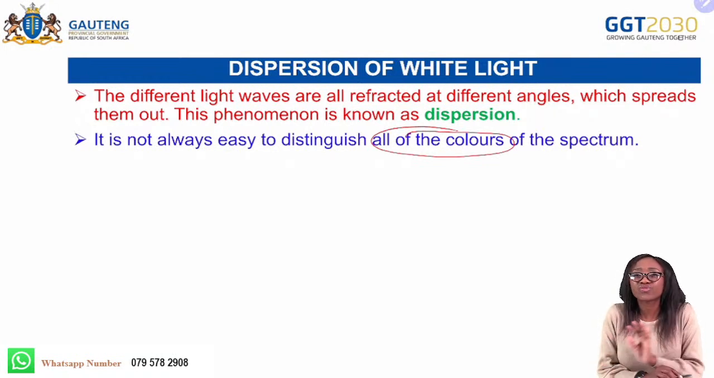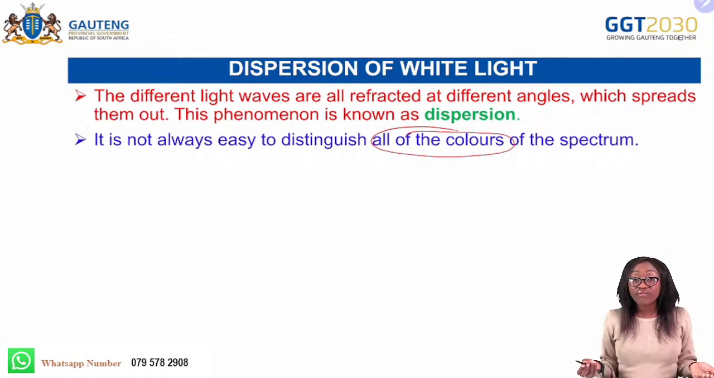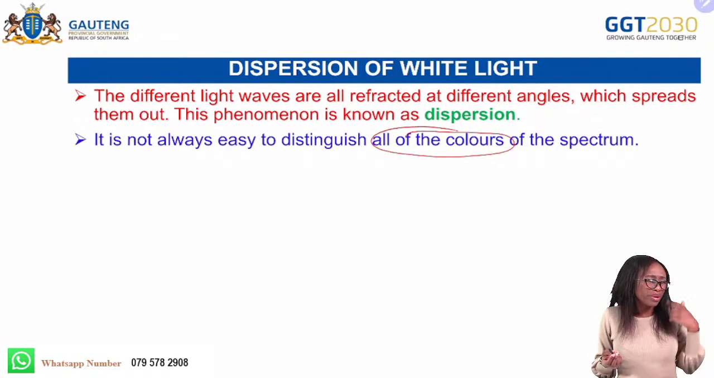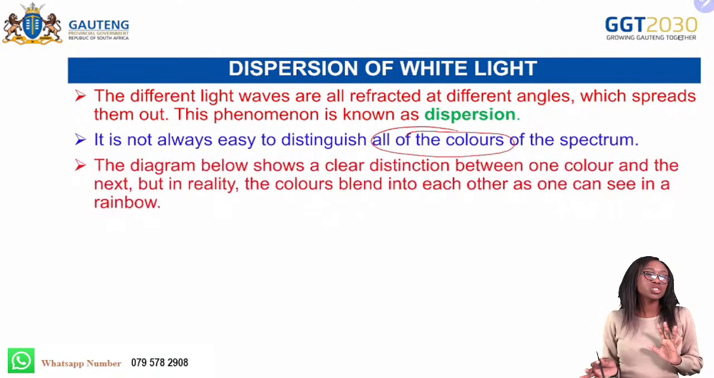It's not always easy to distinguish all the colors from the light spectrum. Think of a rainbow. You've seen a rainbow before. Can you remember seeing 7 different colors? Sometimes it's not easy to distinguish between all the colors in the spectrum.